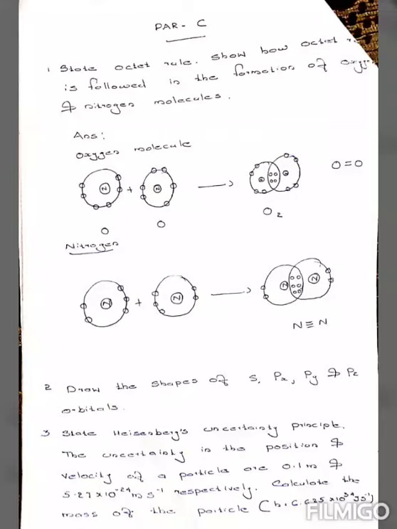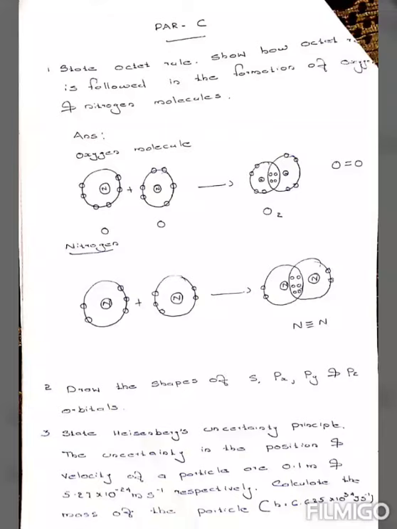In a nitrogen molecule, each nitrogen atom contains 5 electrons in its valence shell. By sharing 3 electrons, the 2 atoms attain an octet and there is a triple bond between the nitrogen atoms in the nitrogen molecule. Next question, draw the shapes of s, px, py and pz orbitals. The s orbital is spherical in shape and the px, py, pz orbitals are dumbbell shaped.